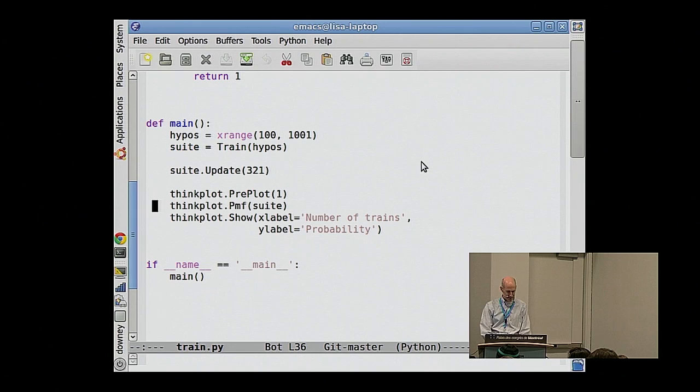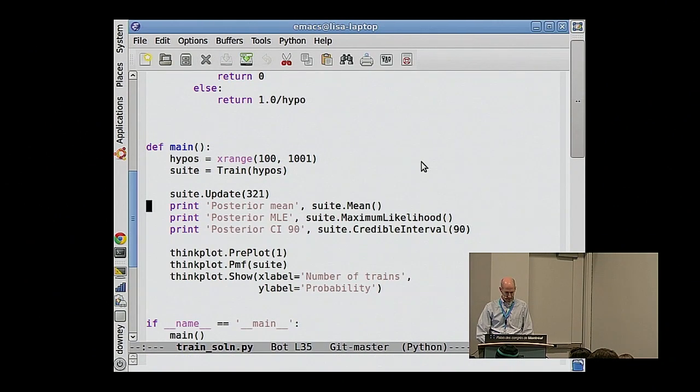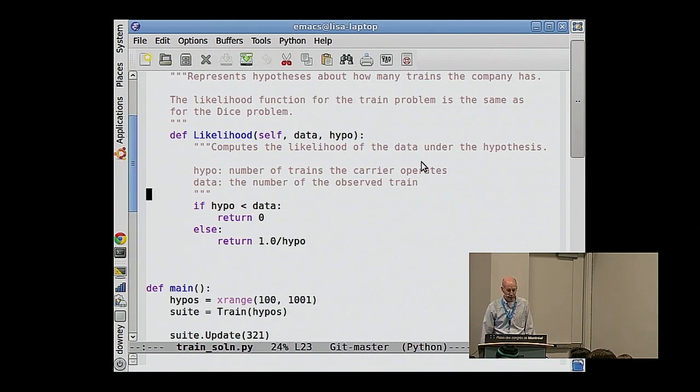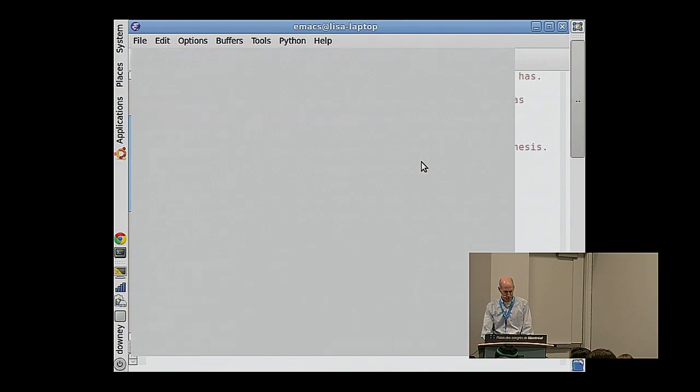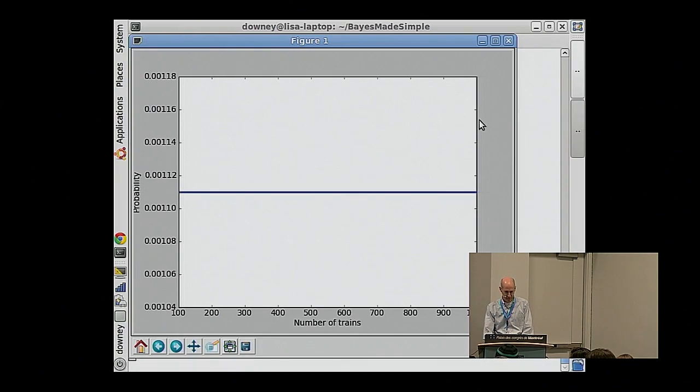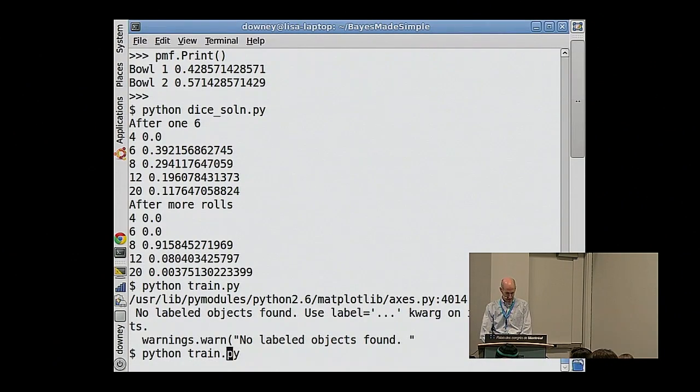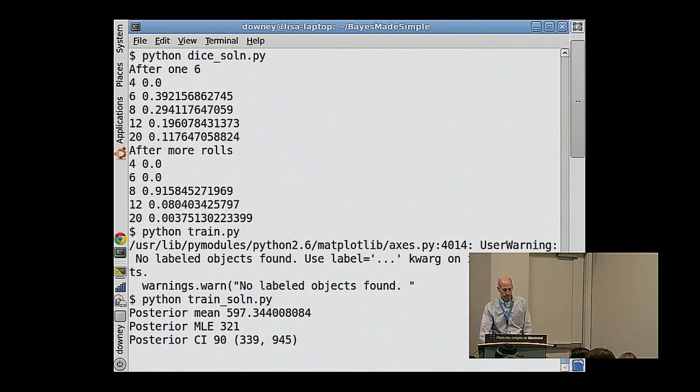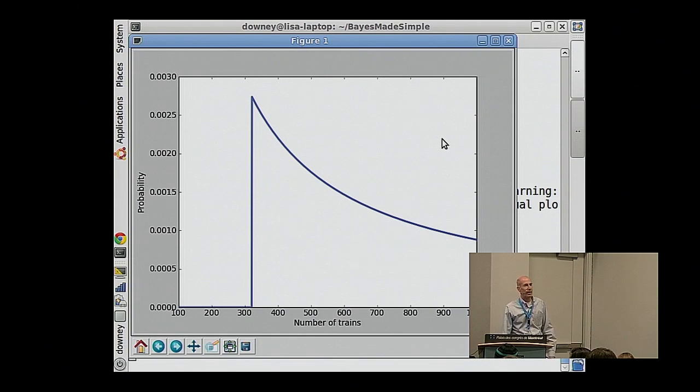So if you look at my train solution.py, and look at the likelihood function, it's actually exactly the same as the dice problem. And if you run it, let's close that. So again, this is the uniform prior distribution. And if we run it, this is what the posterior distribution looks like.